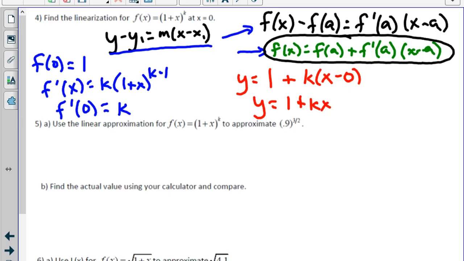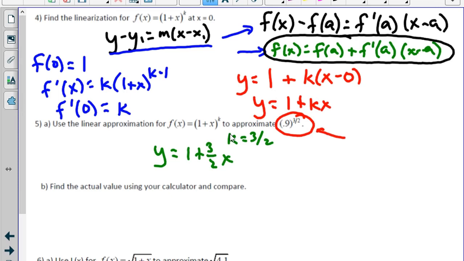Use a linear approximation to approximate 0.9 to the 3 halves. So now what we can do is we can use this linearization. We know what k is in this case. K is 3 halves. So because of that, we're going to use y equals 1 plus 3 halves x, and we're going to approximate 0.9 to the 3 halves. This is a good example of when we would use linearization. 0.9 to the 3 halves is no fun to try and do by hand if you don't have a calculator.